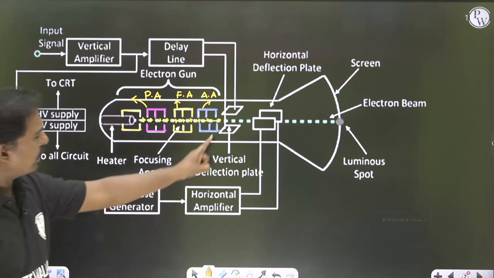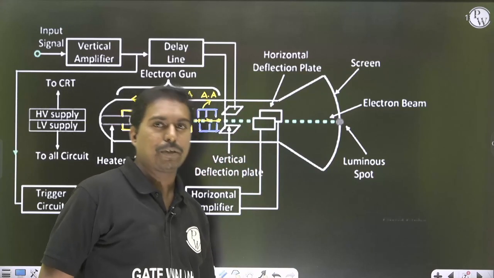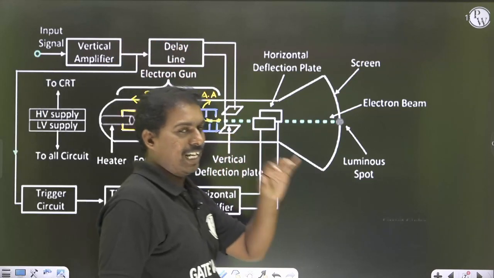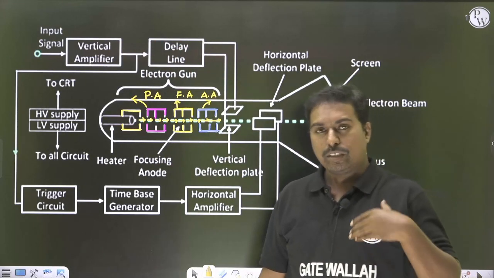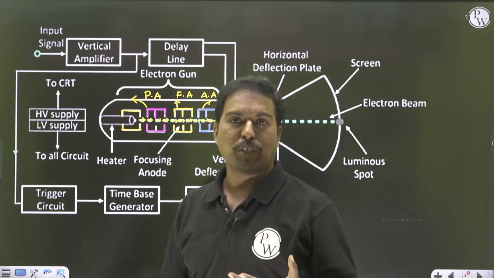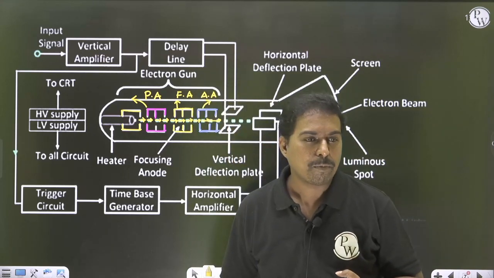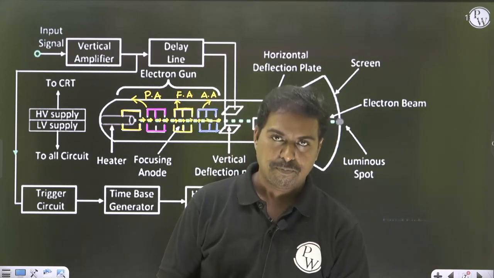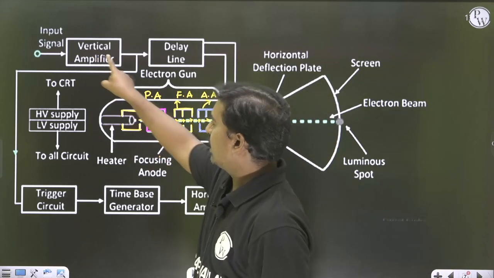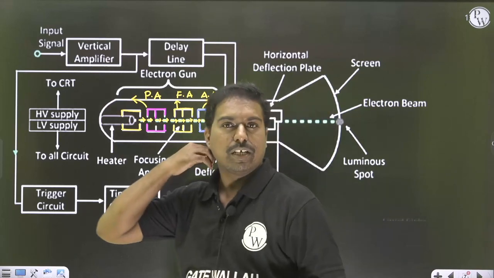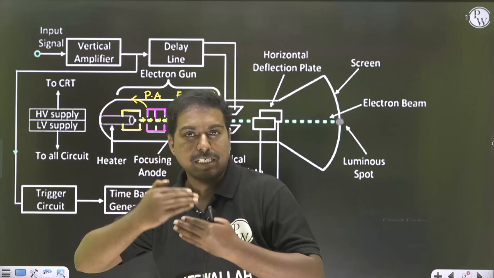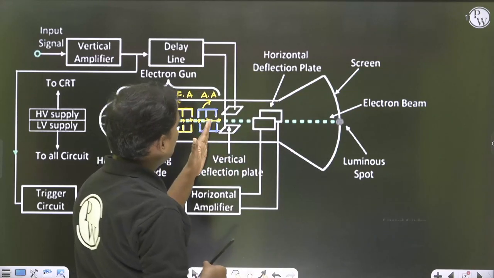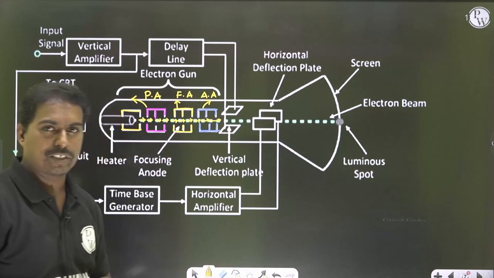And we have the vertical deflection plates and horizontal deflection plates. To the vertical deflection plate, we give our signal. Actually, how does the CRO, cathode ray oscilloscope, work? It works based upon the superimposition of our unknown signal on this electron beam. This signal interacts with the electron beam and makes some vertical amplitude deflection, and after that it enters the horizontal deflection plates.